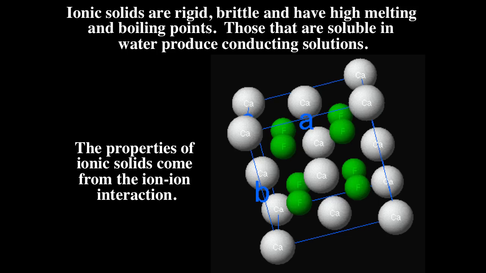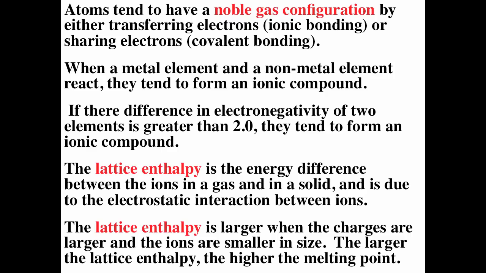And so ionic solids tend to be rigid, brittle, have high melting points and boiling points. Those that are soluble in water produce conducting solutions, and these properties all are a result of the ion-ion interaction that forms the ionic solid. And so atoms tend to have noble gas configuration by either transferring electrons or sharing electrons. When a metal element plus a nonmetal element react, they tend to form an ionic compound. If the difference in electronegativity of two elements is greater than 2, they tend to form an ionic compound. And so two ways you can tell if an ionic compound is going to be formed: if you have a metal plus a nonmetal, or if the difference in electronegativity is greater than 2. And those two ways are typically consistent, but looking at the difference in electronegativity is a little bit more accurate.